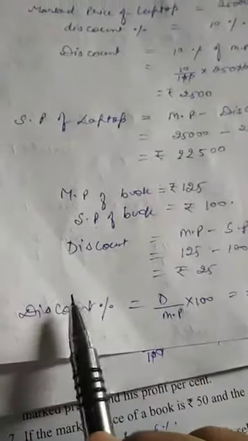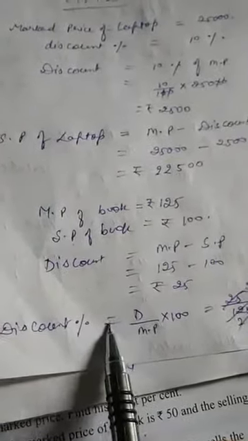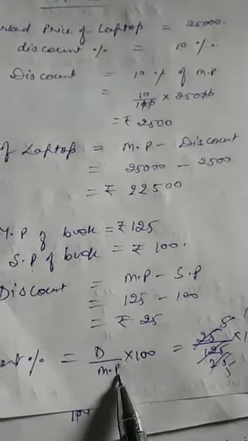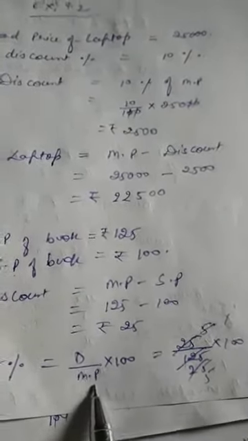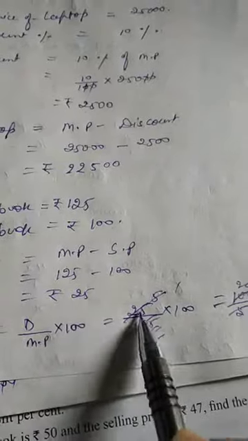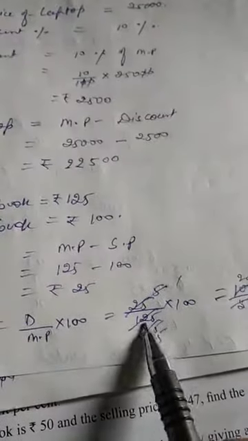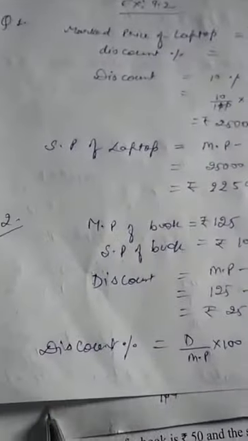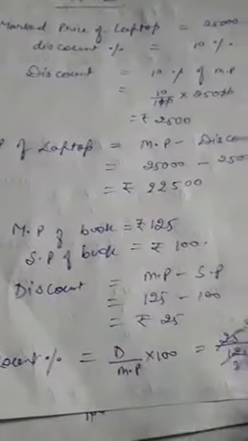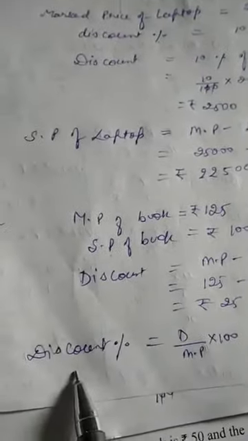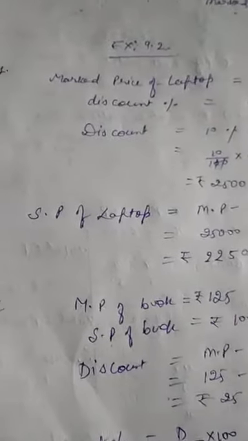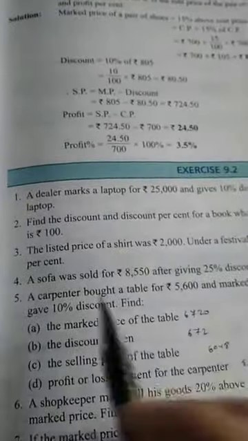Now if you have to change this discount into discount percentage, then we will use this formula, discount by MP into 100. MP means marked price. We know the discount, that is 25, and we know the MP, that is 125, into 100. Just cancel it out, we will get 100 by 5, then cancel out. 20% is the discount percentage. Discount in rupees is 25, and as a percentage we can say 20%.